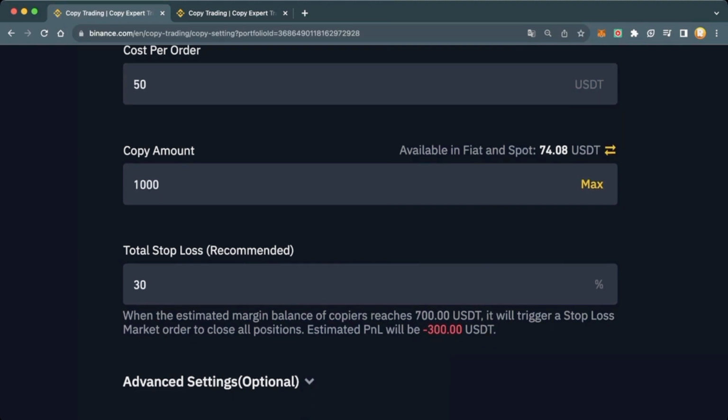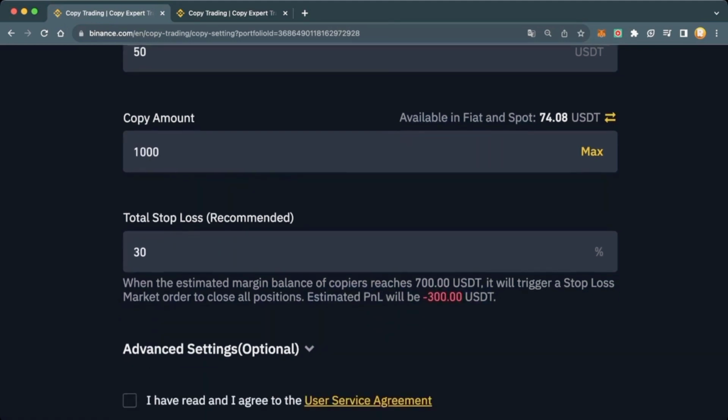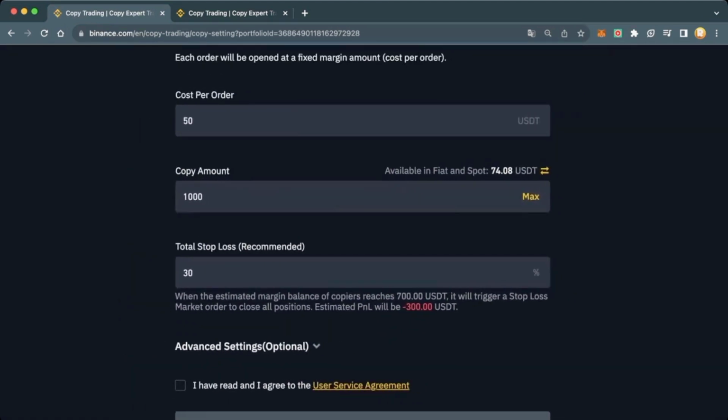You can actually change the copy amount. You can add more margin if you want. Obviously, that just means that you are putting more towards the trades. This is a stop loss, saying that when we're down 30%, we are out.